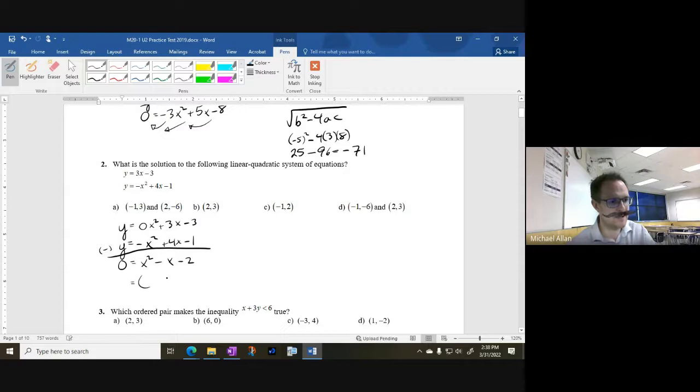I should be able to factor this. You notice that all the solutions up here are nice. So that means that I probably should be able to factor this out. I've got negative 2 and positive 1. So my two solutions are 2 and negative 1.